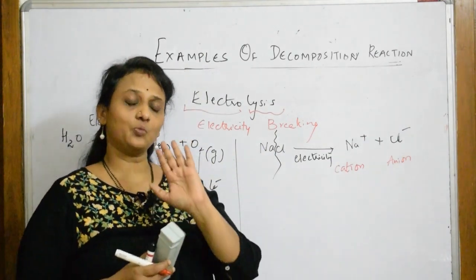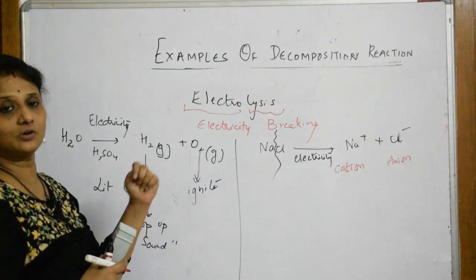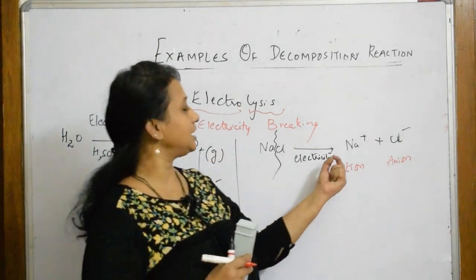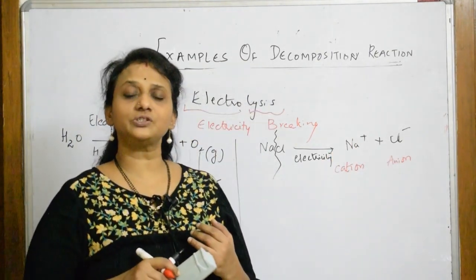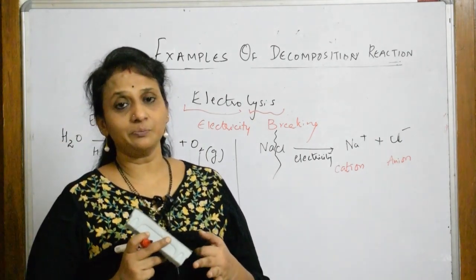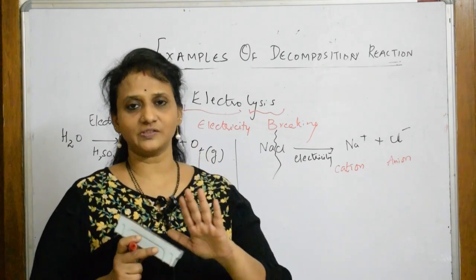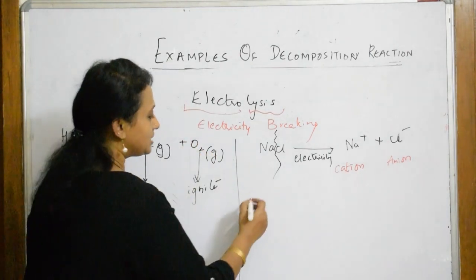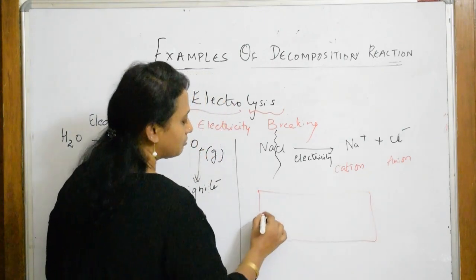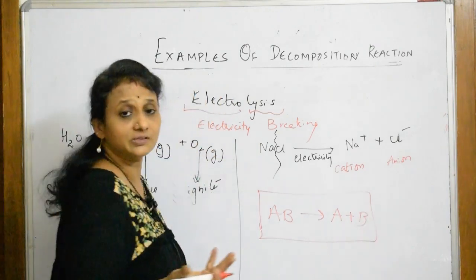So basically, what is the concept now? Again, one compound decomposing into two or more, here into two or more ions. Let it be thermal decomposition, let it be decomposition by sunlight, let it be electrolytic decomposition. The concept is one substance breaking into two or more substances. So what is the conclusion? You need to remember, AB breaks up into A plus B is the concept.